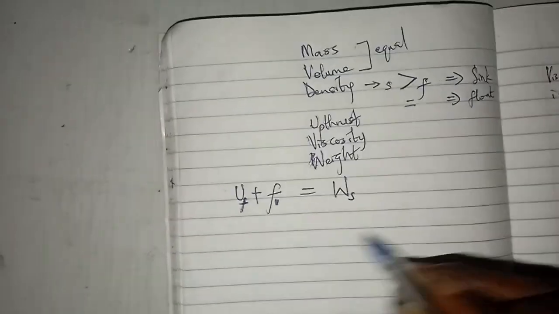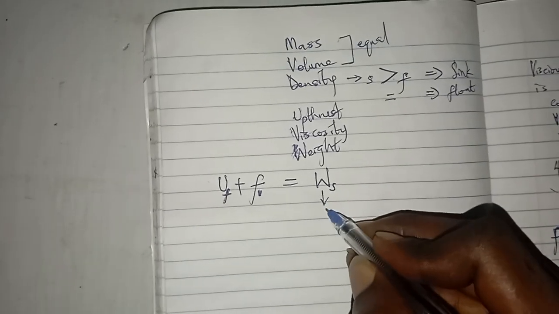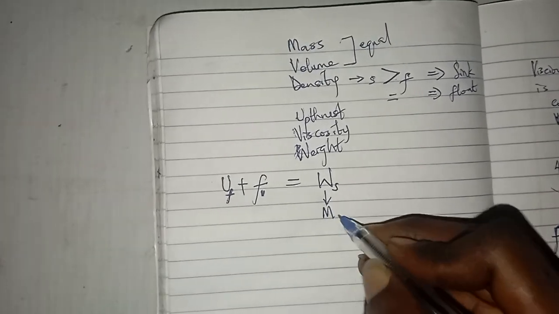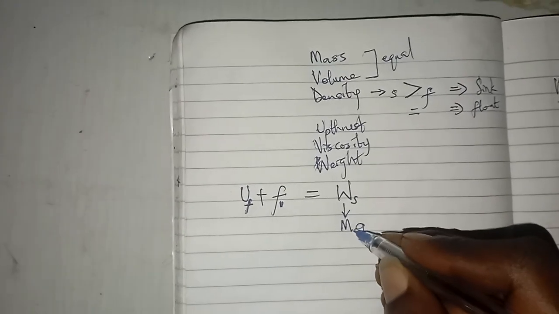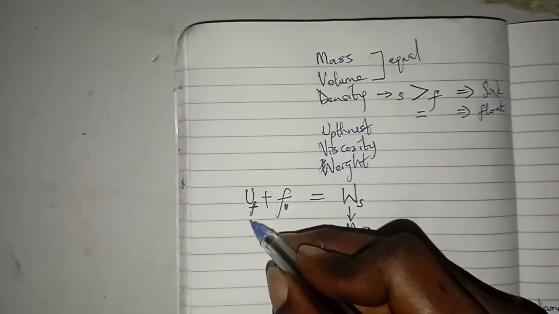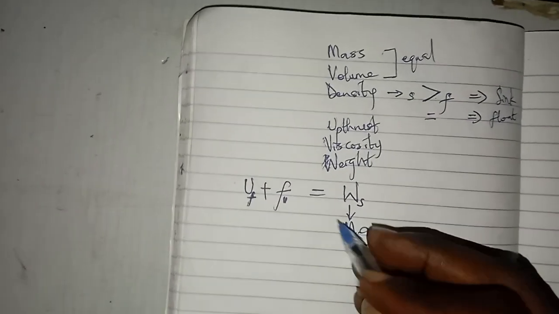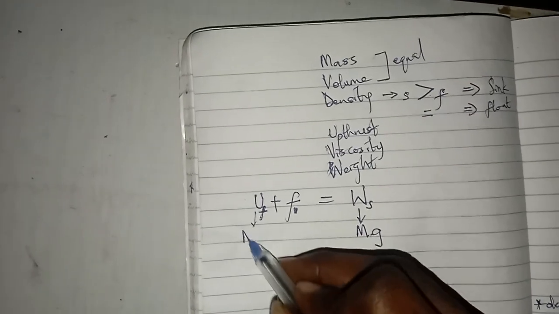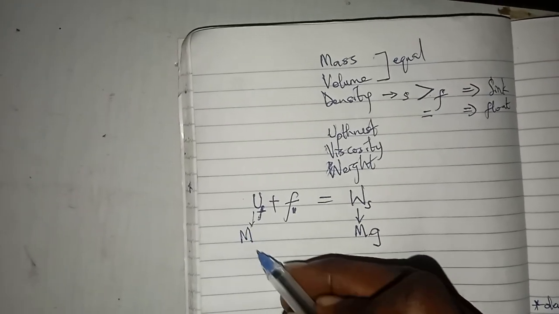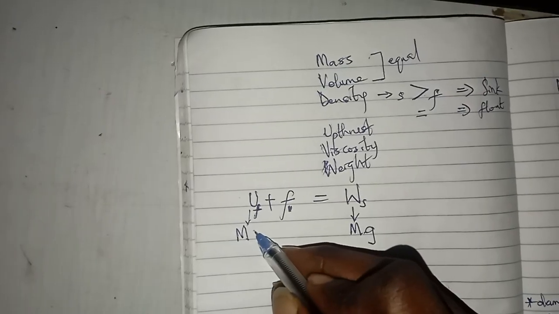So if you do it, let's analyze this. You can now see that this is mg, that is mass of sphere, and g. Then for this one, upthrust is going to be m and g.